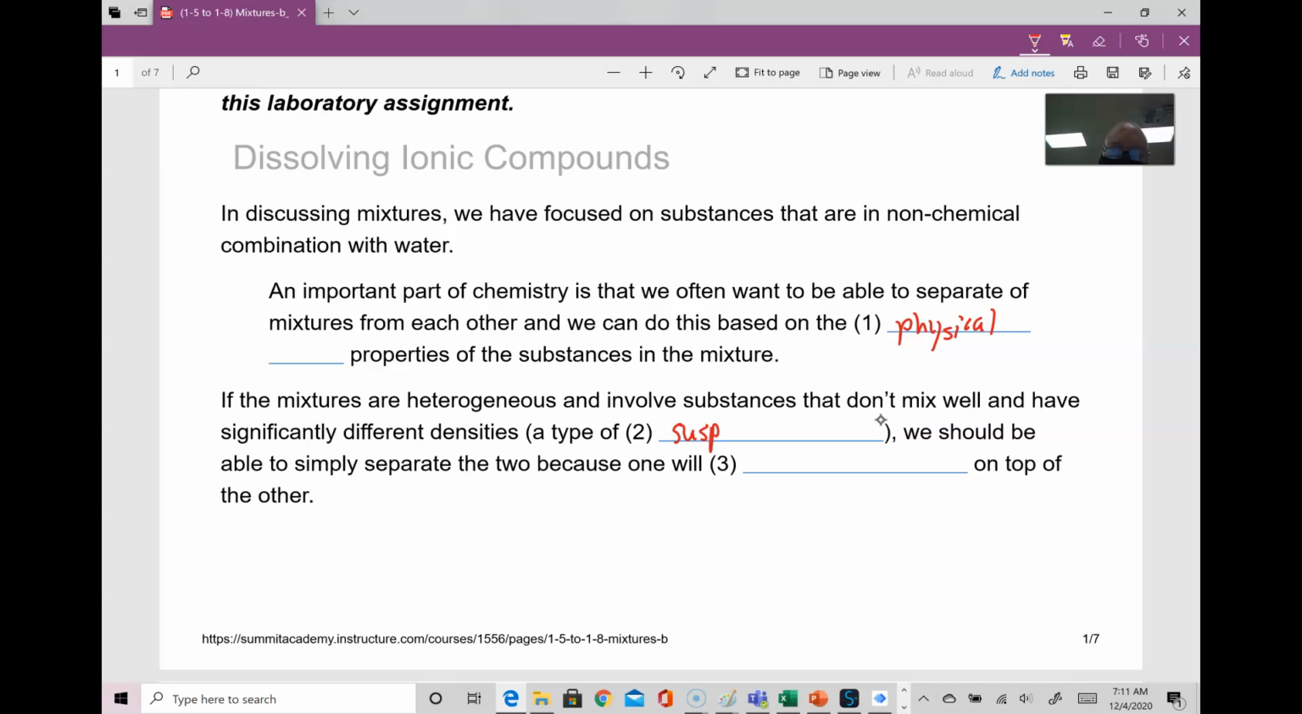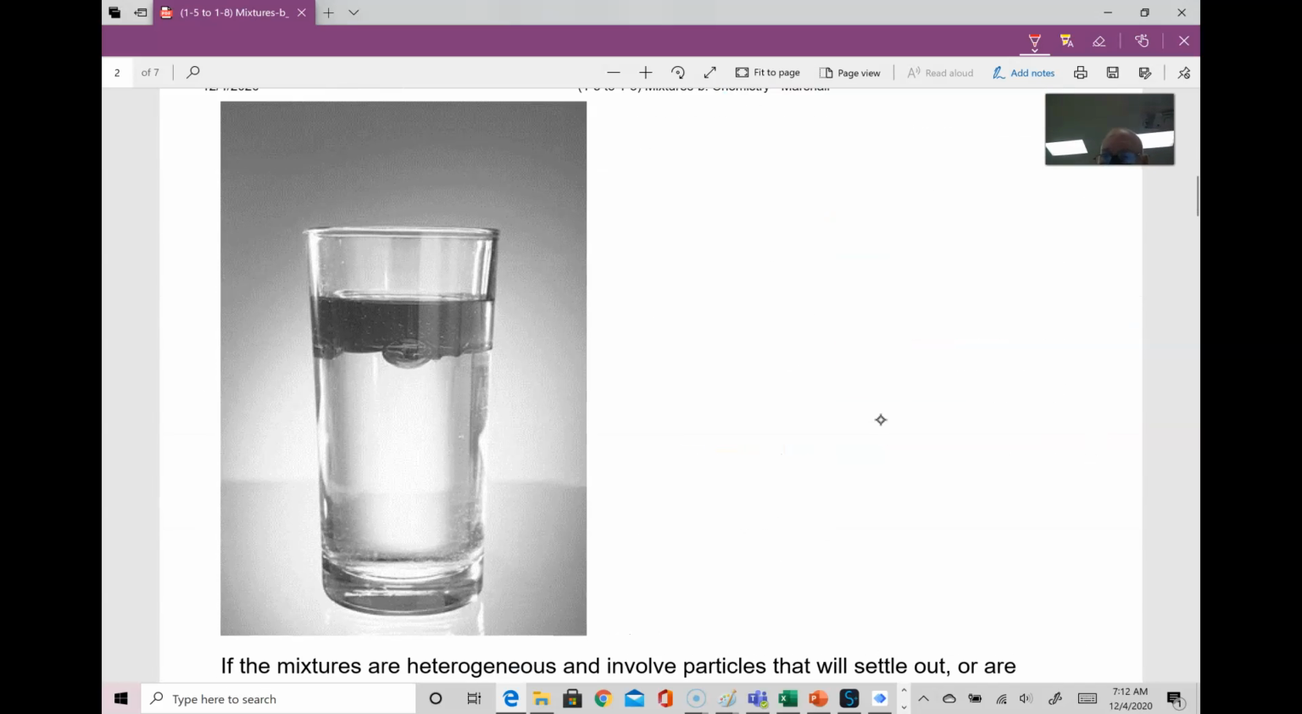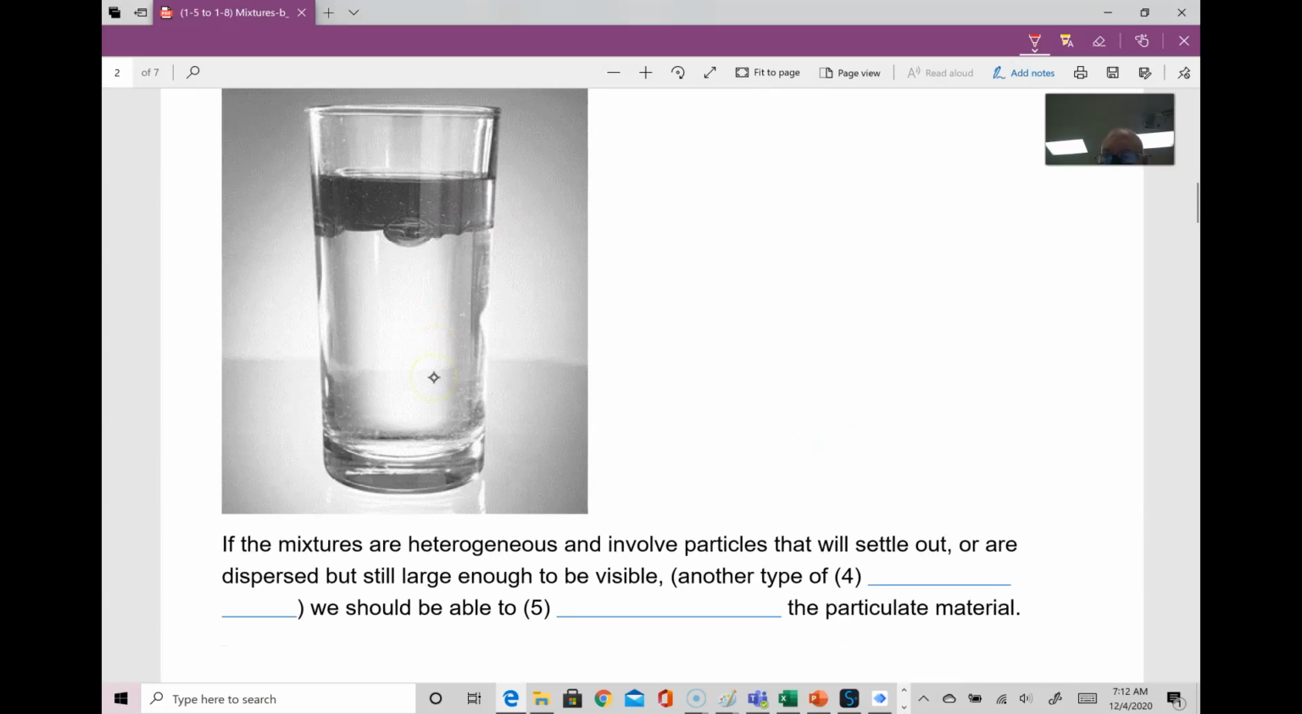Remember again, we have two types of heterogeneous mixtures. Suspensions are ones where you can actually see the fact that something is a mixture of things. Stuff is suspended in something else. We should simply be able to separate the two because one will actually float on top of the other one, like you can see in this picture here. You can see the oil floating on top of the water here.